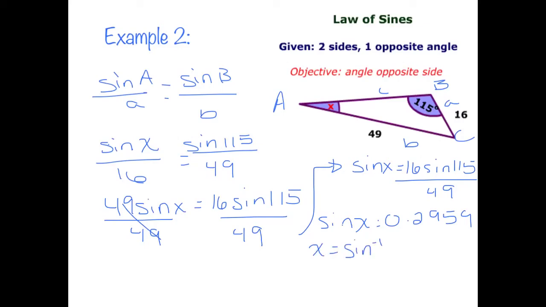On your calculator, you're going to use the second function to get the inverse, which you can tell has that -1. Or you can look it up on your trig table if you still want to do that. And we get an answer of 17.2.